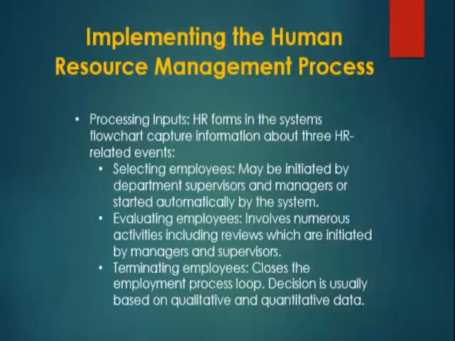Implementing the human resource management process. Processing inputs. HR forms in the system's flowchart capture information about 3 HR-related events. First, selecting employees, which may be initiated by department supervisors and managers or started automatically by the system. Evaluating employees involves numerous activities, including reviews, which are initiated by managers and supervisors. Terminating employees closes the employment process loop. Decision is usually based on qualitative and quantitative data.